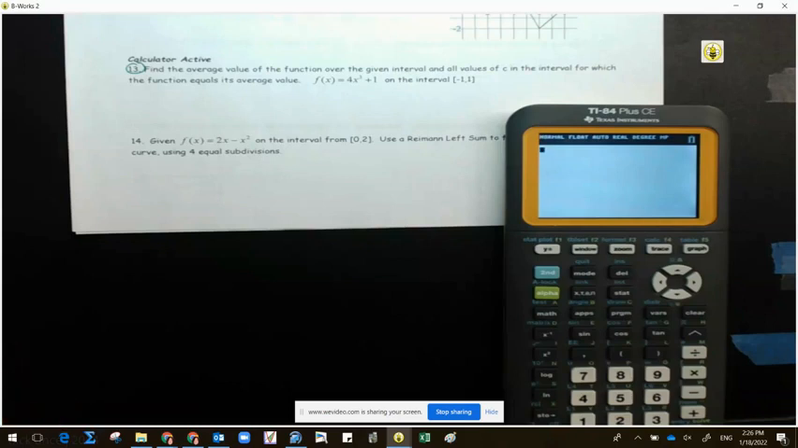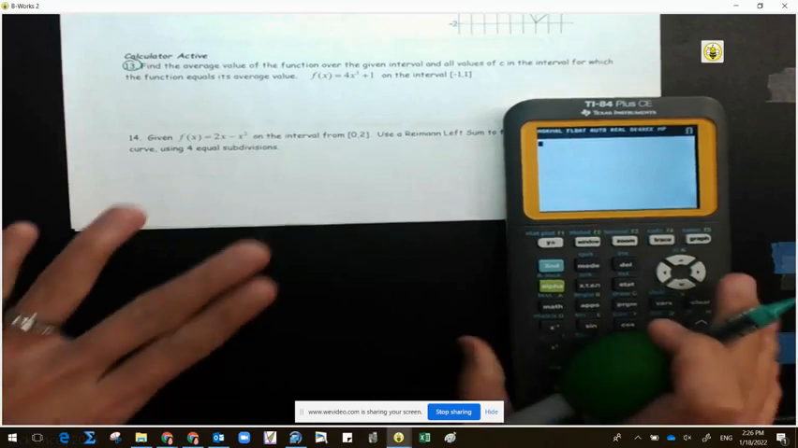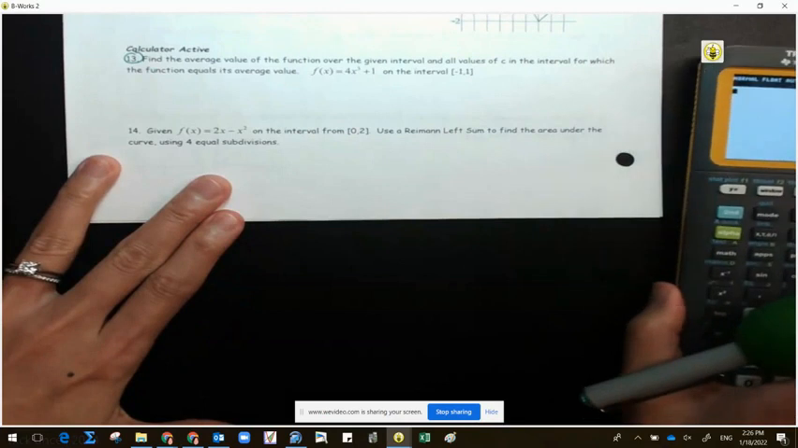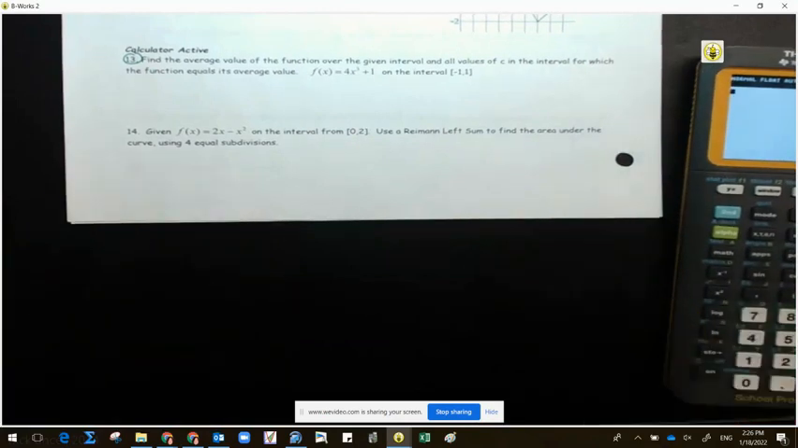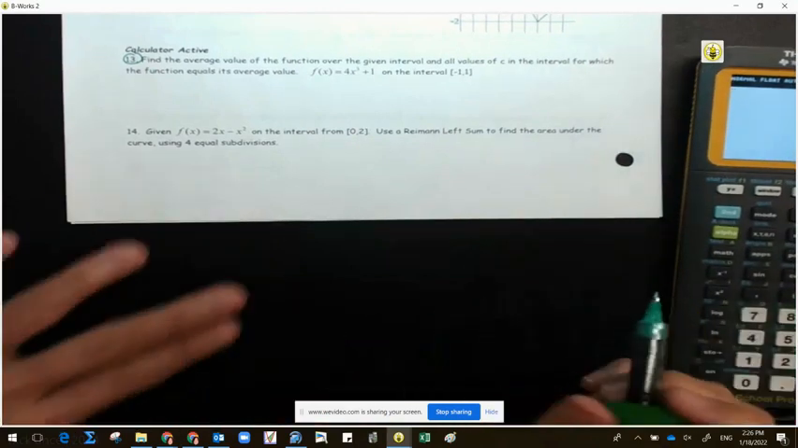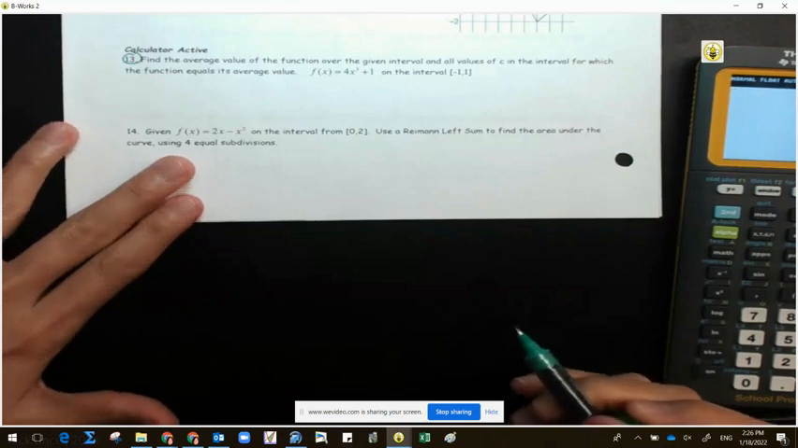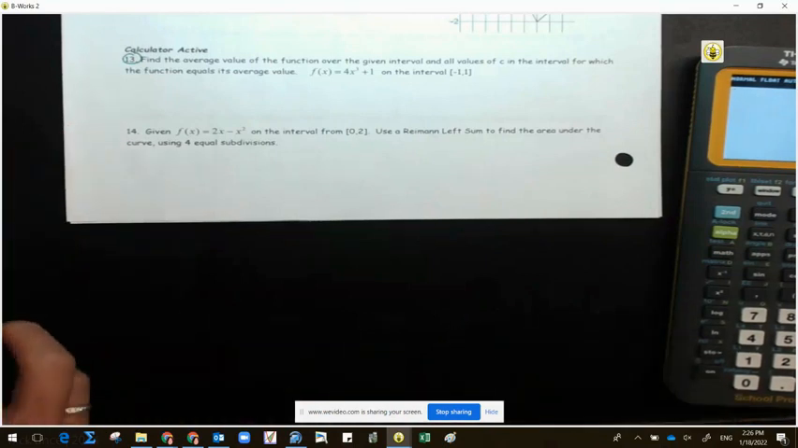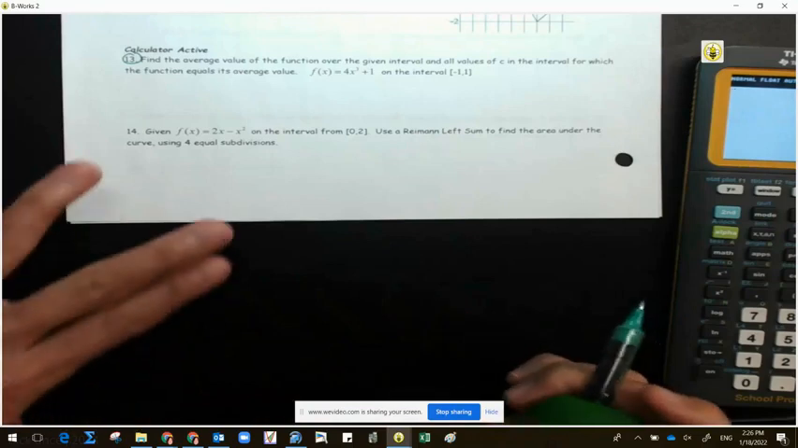Find the average value of the function over the given interval and all values of c in the interval for which the function equals its average value. f of x equals 4x cubed plus 1 on the interval -1, 1.